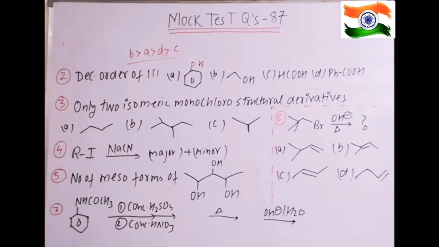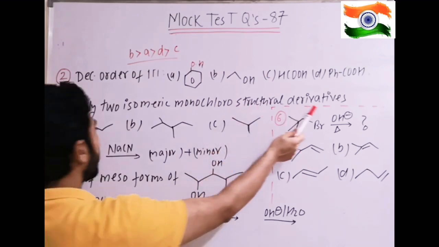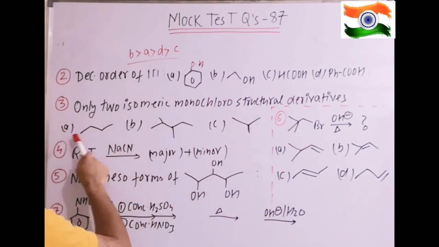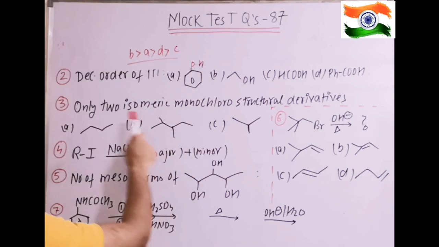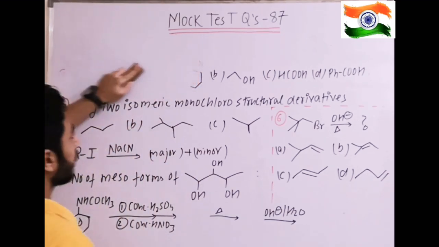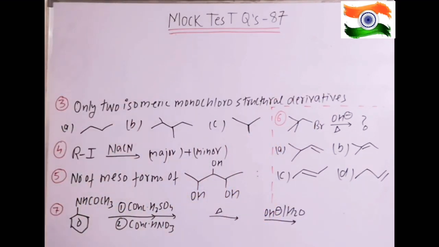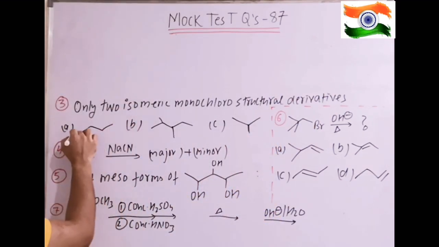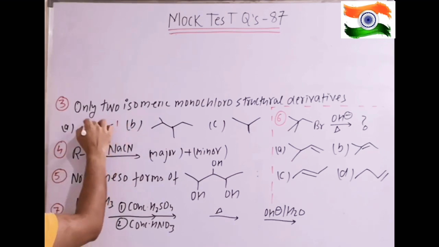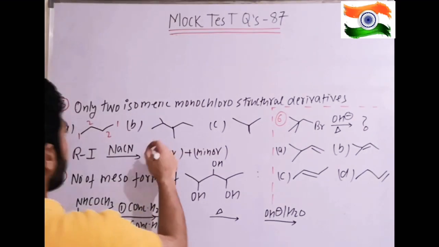Next question is only two isomeric monochloro structural derivatives are formed. Identify which of them will give only two isomeric structural derivatives. In this question we have done this part already in the alkanes topic. Identify how many types of hydrogens: 1, 1, 2, 2. It will give two monochloro structural derivatives. Why? Because there are two types of hydrogens.